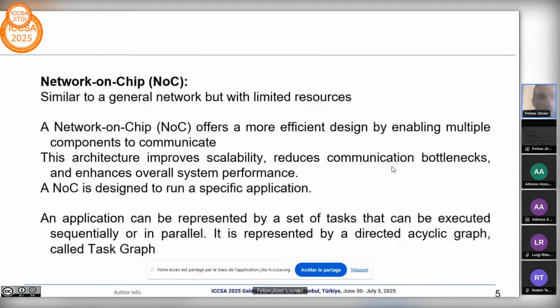Network on chip is similar to a general network, but with limited resources. Network on chip offers a more efficient design by enabling multiple components to communicate. This architecture improves scalability, reduces communication, and enhances overall system performance. A network on chip is designed to run a specific application. A specific application can be represented by a set of tasks that can be executed sequentially or in parallel.